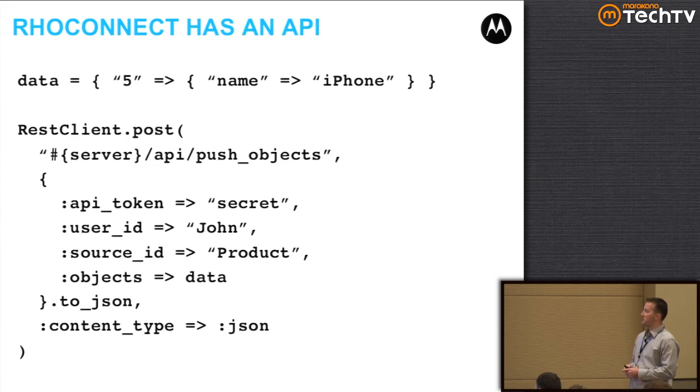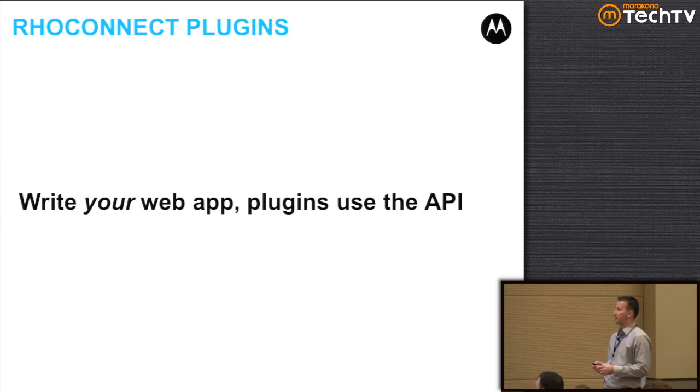So here's an example using this API to push some data into the same source adapter example that I had before. In this case, I'm pushing a single object with an ID of 5, and the name is iPhone. And this is using Ruby, so it's using the popular HTTP client, REST Client, for doing that.